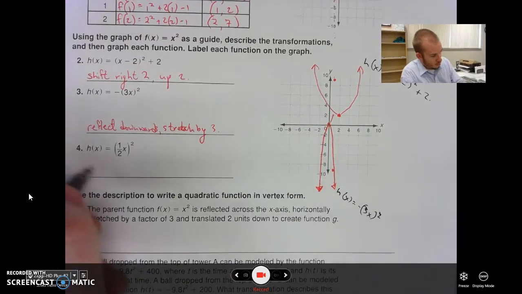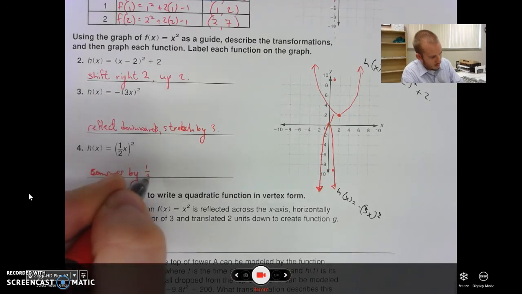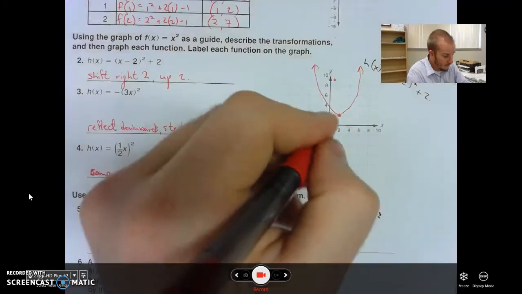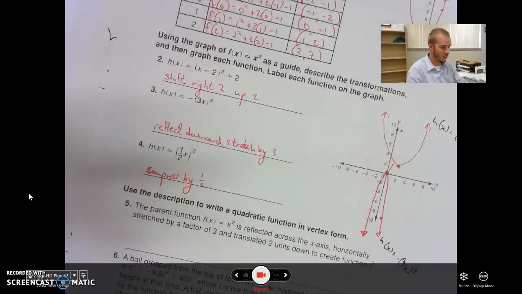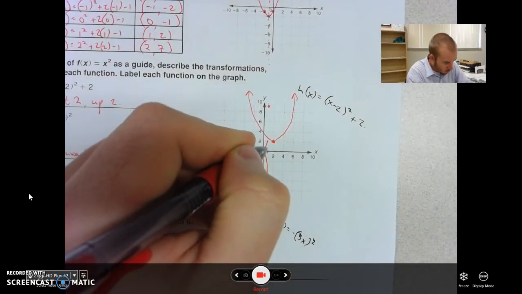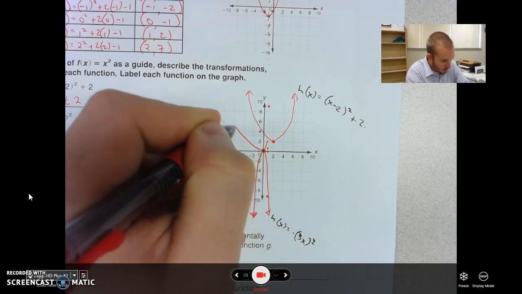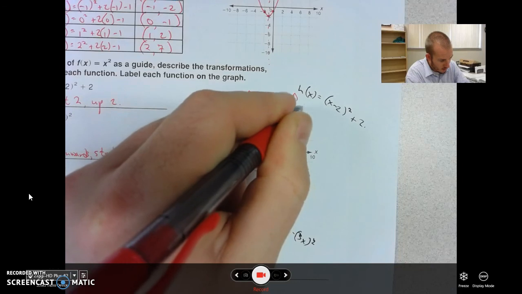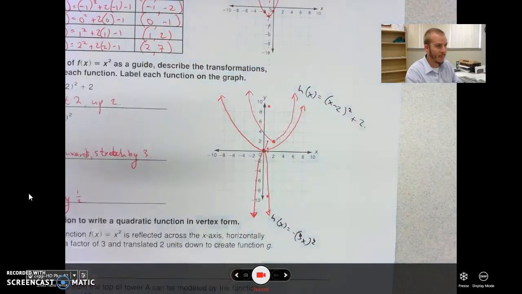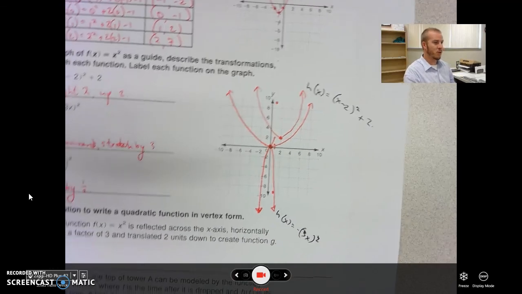So since we have that, well, what's going to happen to my graph? Well, it's going to compress, or stretch by 1/2. And now let's try to plot that. We have 0, 0. That was one of our points. And then 1, 1/4. 1, 1/4. Negative 1, 1/4. And it'll go way out like this. Okay. And that's it.